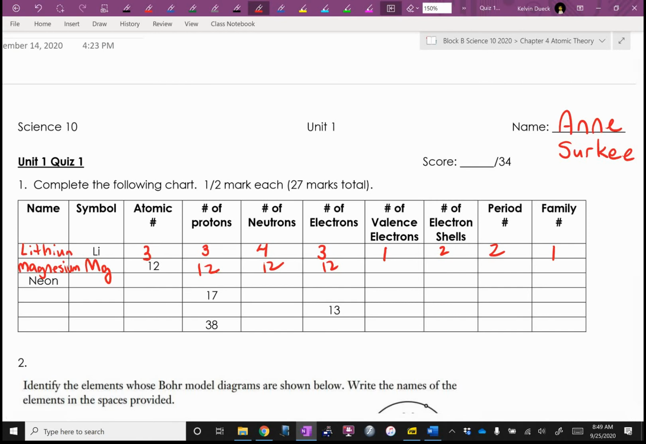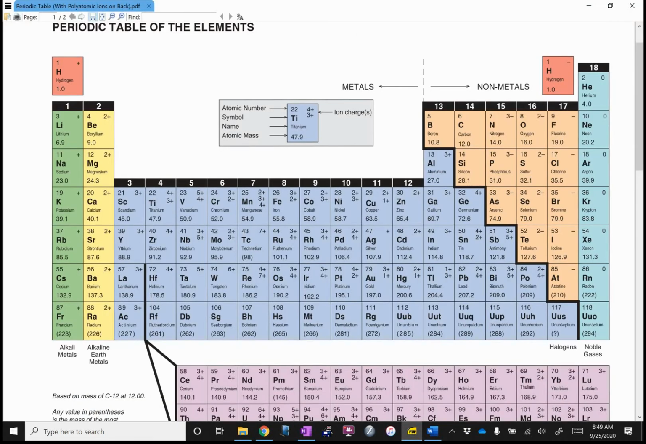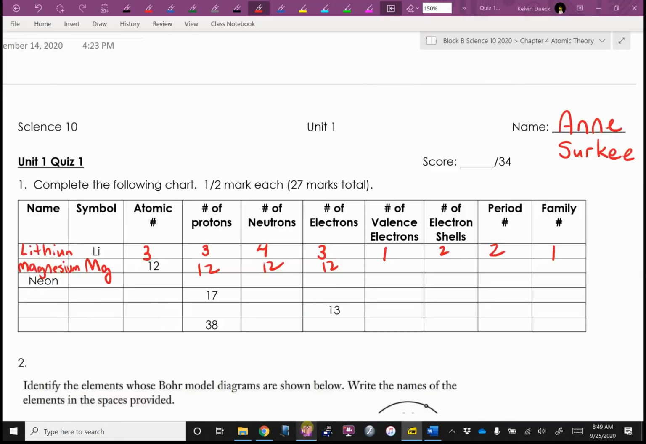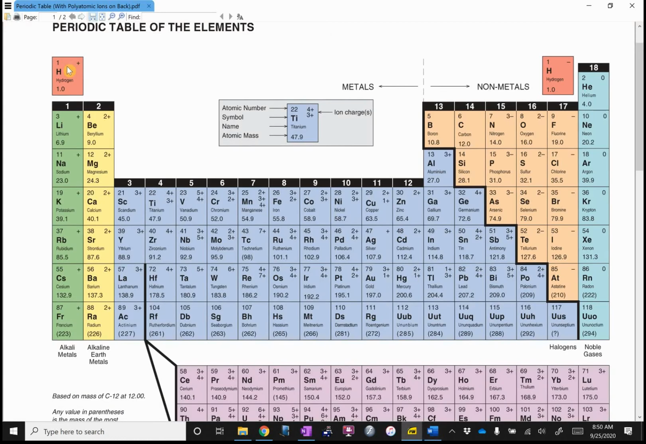How many valence electrons? Count over from the right. So magnesium is going to be 1, 2. How many electron shells? Count down from the top. 1, 2, 3.